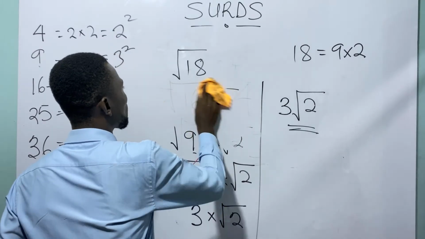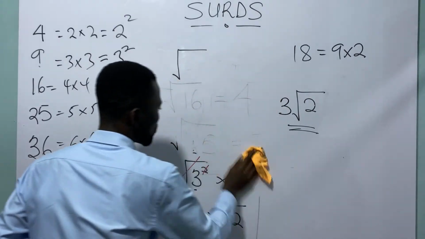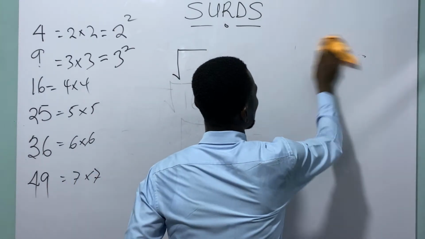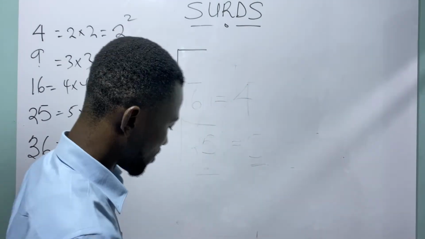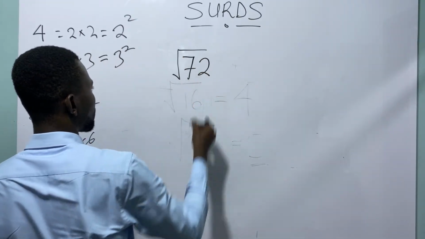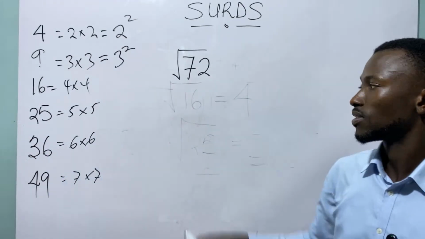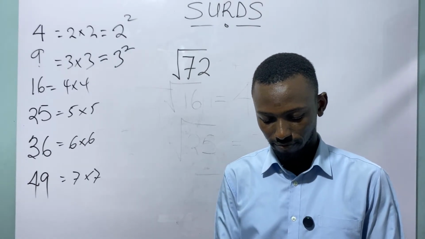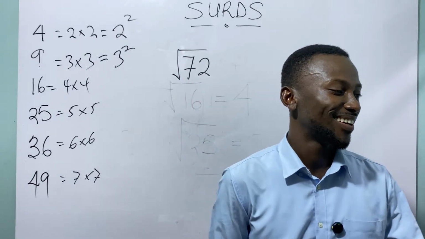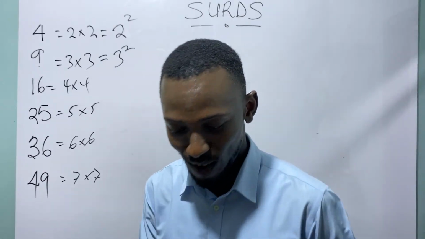Let's see. Square root of 72. What will be the answer? Square root of 72. If you have to simplify, how will you simplify square root of 72? What's the answer?